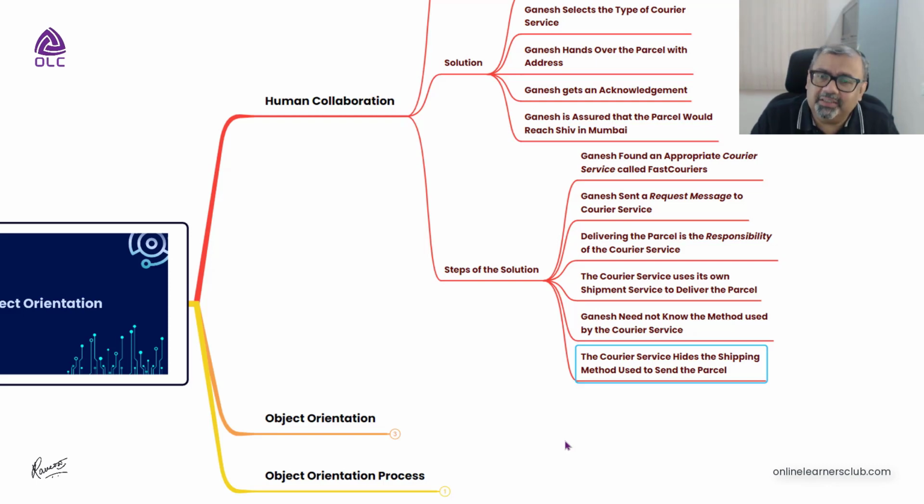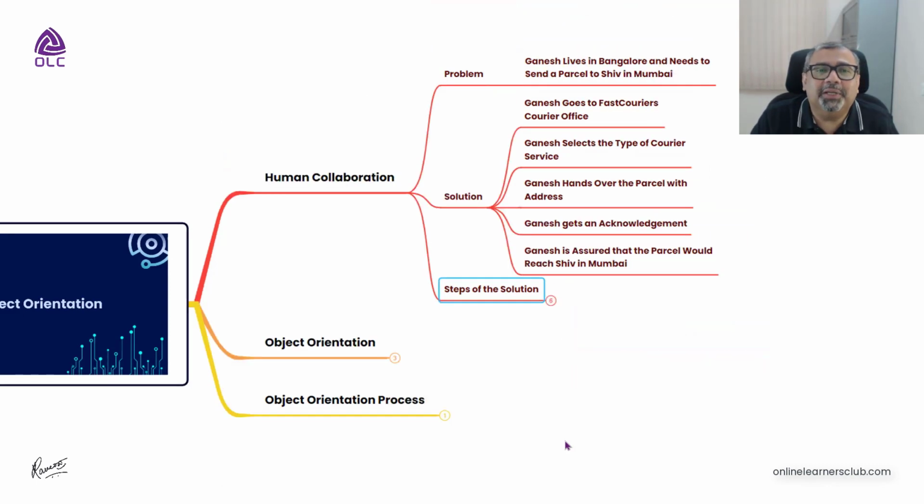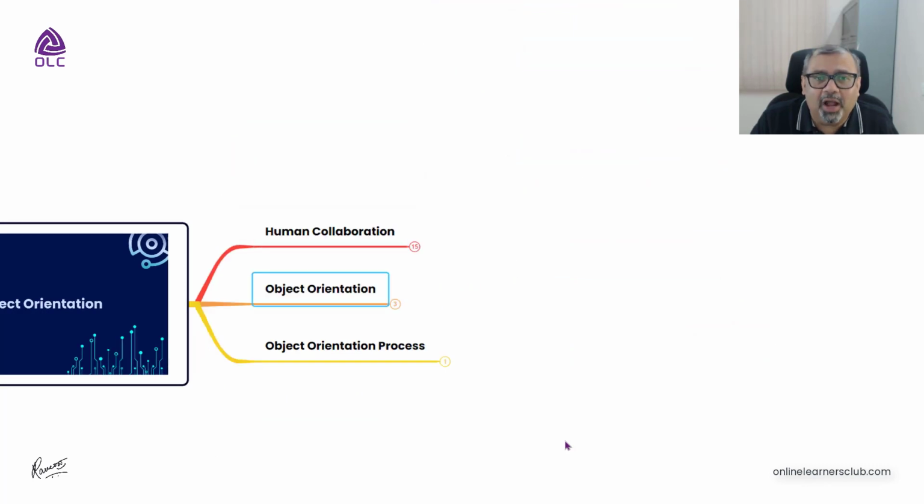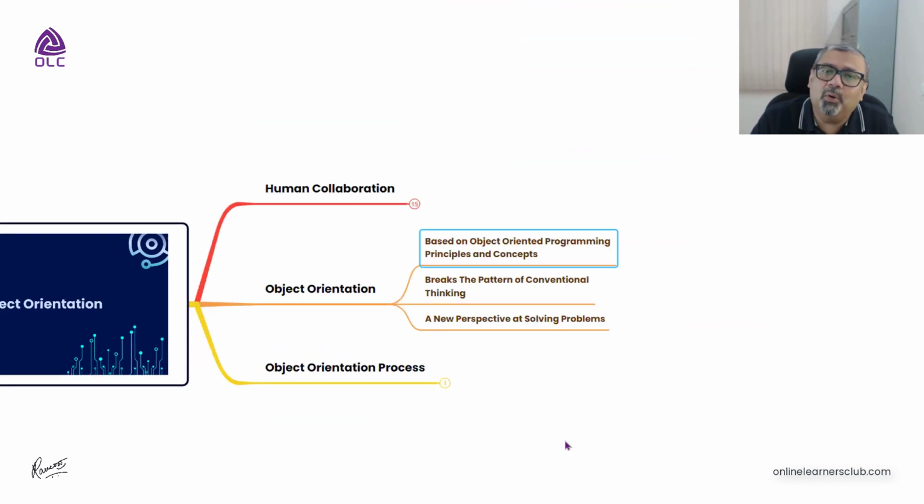The same concept we can envisage in object-oriented programming also. And that is what object orientation is all about, where object orientation is more about collaboration of objects, and internally it uses the principles of object-oriented programming. What are those principles? We'll cover in the future videos, okay? And it breaks the pattern of conventional thinking.